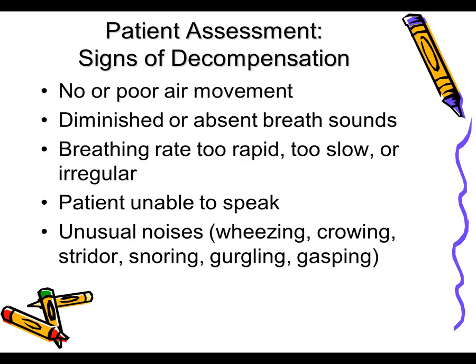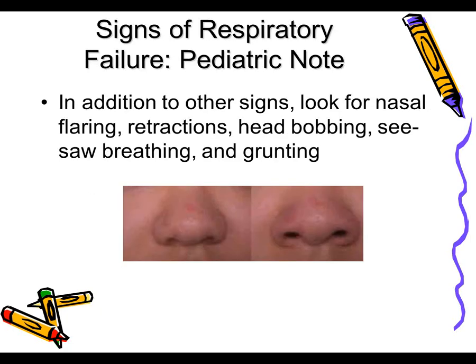They may have poor or little air movement because work of breathing has just gone on too long. They may have diminished or absent breath sounds with that poor air movement. Their breathing may be irregular. They may only be able to speak in one or two word sentences, and they may now be making some sort of noises. And noises, as we'll talk about, will tell us where in the airway we're having a problem.